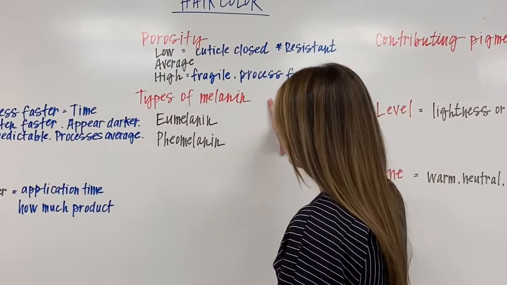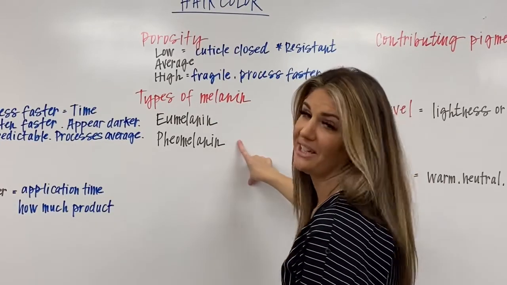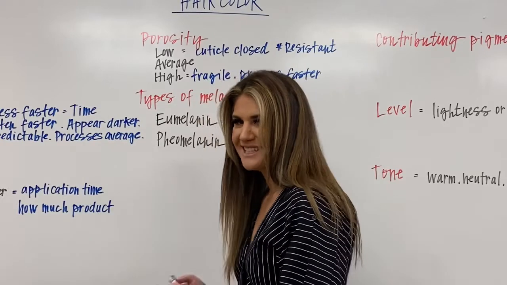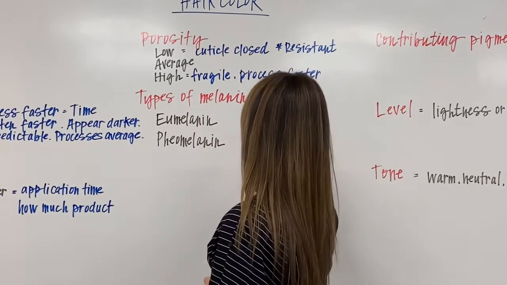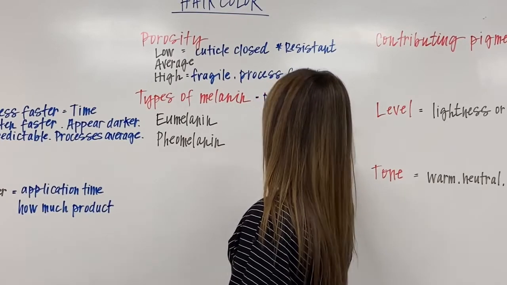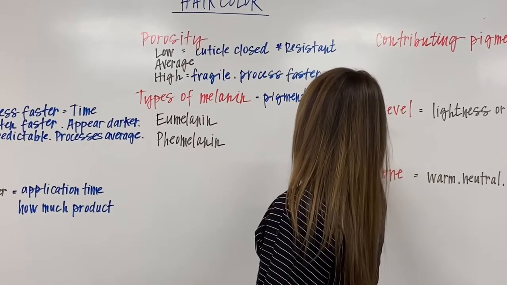Okay, let's talk about types of melanin. You have eumelanin and pheomelanin. So when I say the word melanin, do you remember what that means? Pigment. Okay, and pigment means what, friends? Color, which is what we're talking about today.